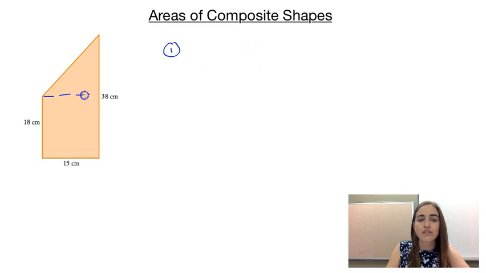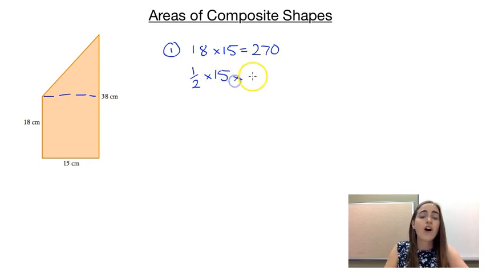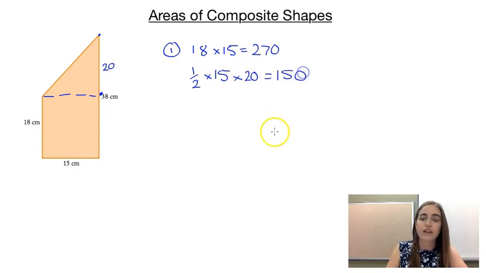I would break it across here. So to find the area of this rectangle, I would do 18 times 15, which would give me 270. And then I need the area of this triangle. So because it's a triangle, it's going to be a half times the base, so along here, which is our 15, times the height. So we need to figure out the height of this triangle, so from here down to here. We know that the whole length of that side is 38, and we know that this section is 18, so that means this distance, or the height of our triangle, is going to be 20. So we'll have a 20 in there, and that will give us 150.